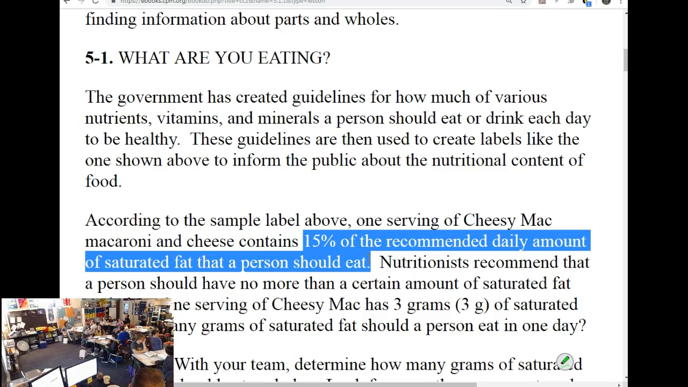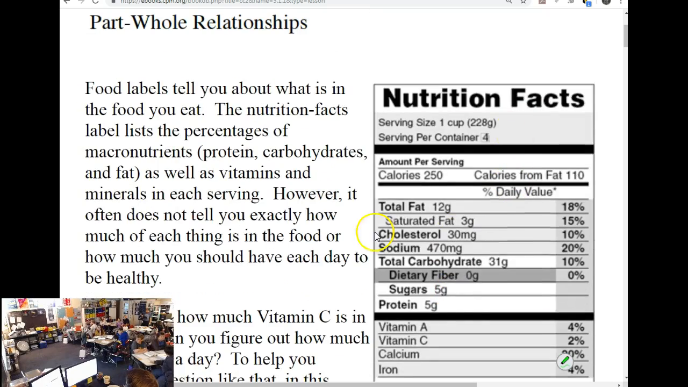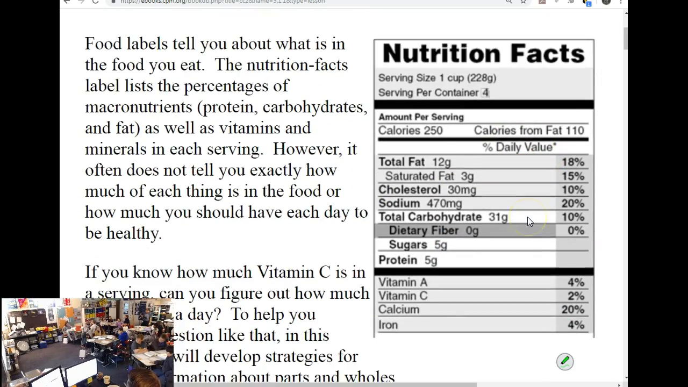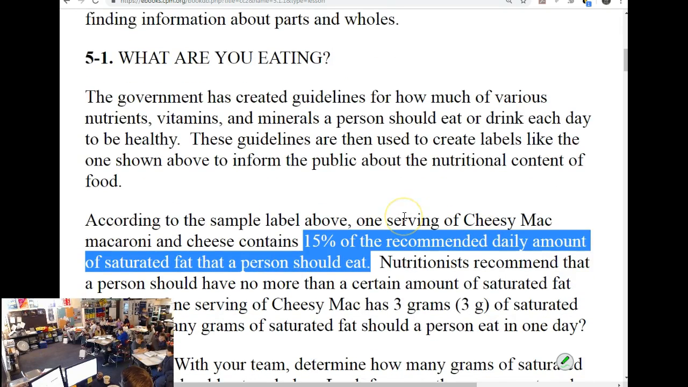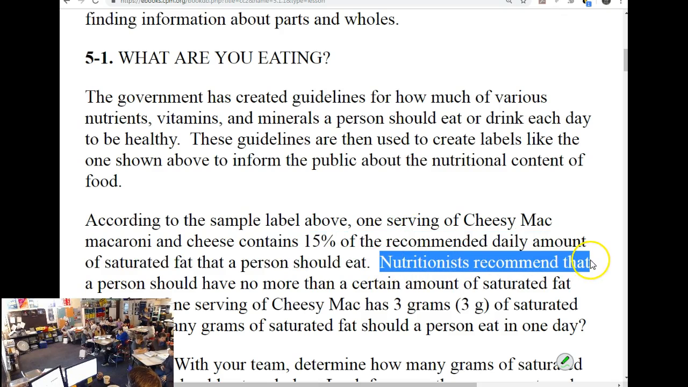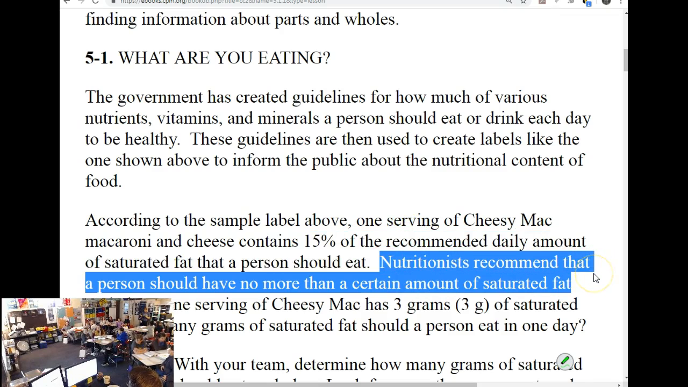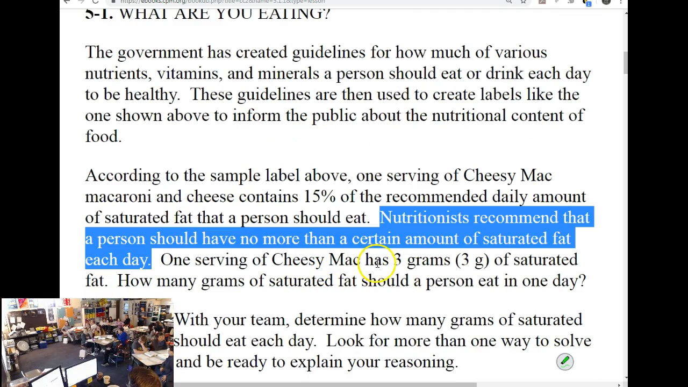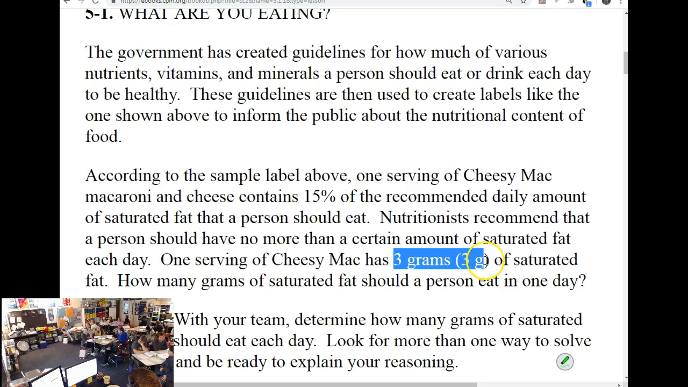So we're talking percentages really, but what's cool about how CPM does this is it ties together food labels and everything else. So we were just looking at this, which actually I have on my chalkboard. If we have 15% of the recommended daily amount of saturated fat, and nutritionists recommend that a person should have no more than, well, we're not 100% sure what amount, but some amount, which we're going to calculate then. And one serving has 3 grams.